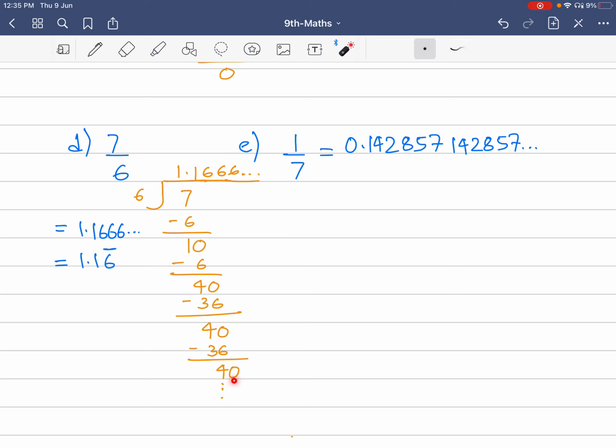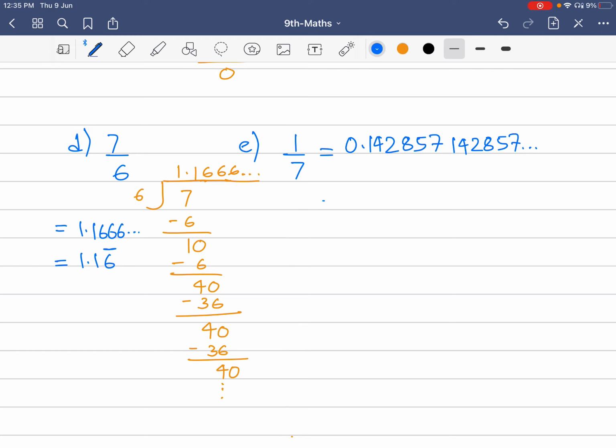but you can do it as homework and confirm that 1 by 7 is equal to 0.142857, and then again 142857 and so on. So here you can see that this whole block, this 6 digit block, keeps on repeating again and again. Earlier we had only a single digit repeating. Here we have a block of 6 digits which keeps on repeating.